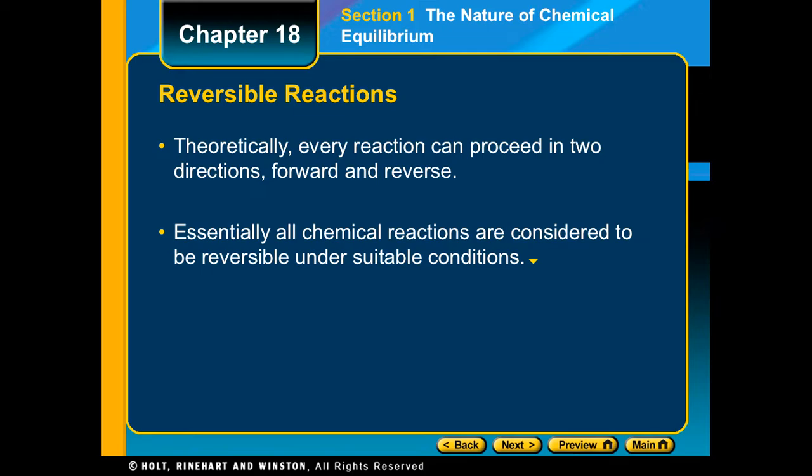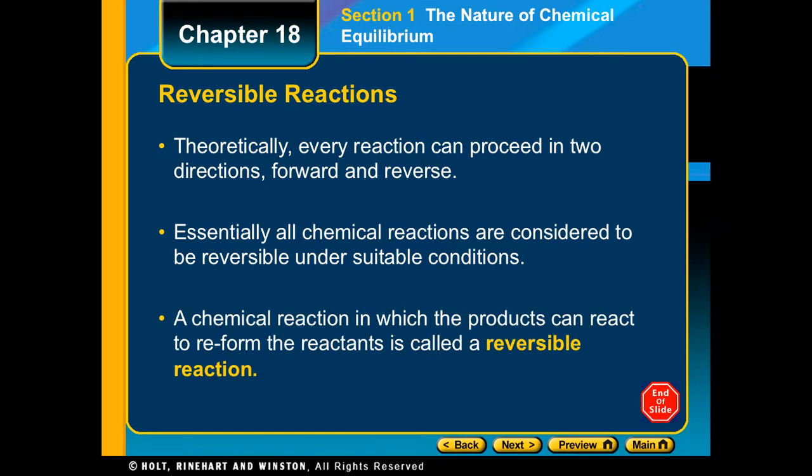Theoretically, every reaction can proceed in two different directions, forward and reverse. Essentially, all chemical reactions are considered to be reversible under suitable conditions. A chemical reaction in which the products can react to reform the reactants is called a reversible reaction.